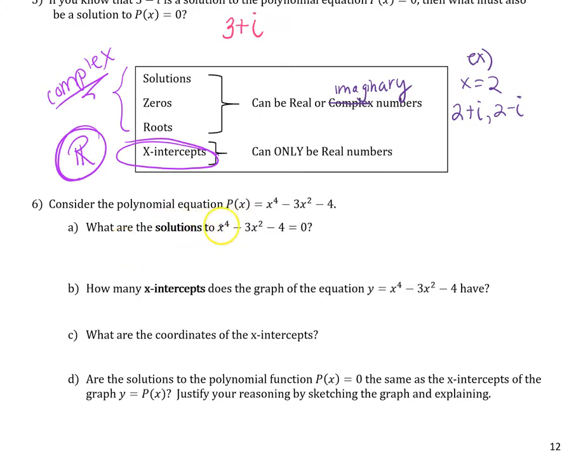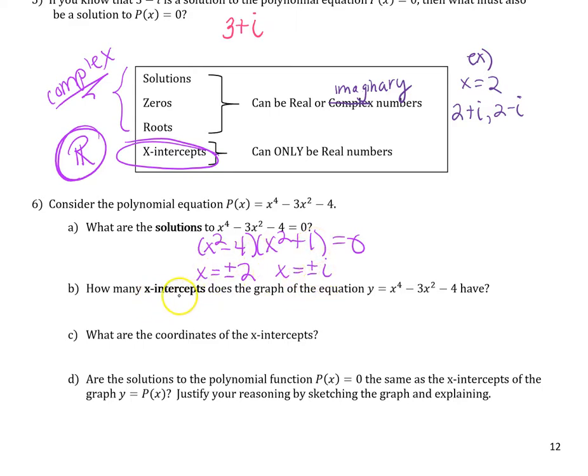So first thing I can do is factor this to be x squared minus 4, x squared plus 1. Okay, and if I solve for 0 here, I would get x squared equals 4, so x equals plus or minus 2. X squared equals negative 1, which would mean x equals plus or minus i. Okay, so these are my solutions.